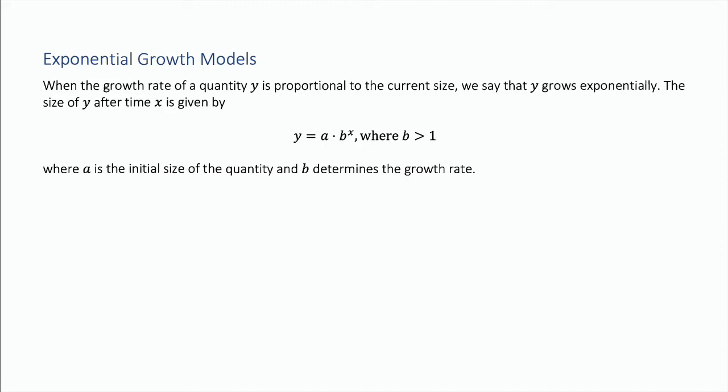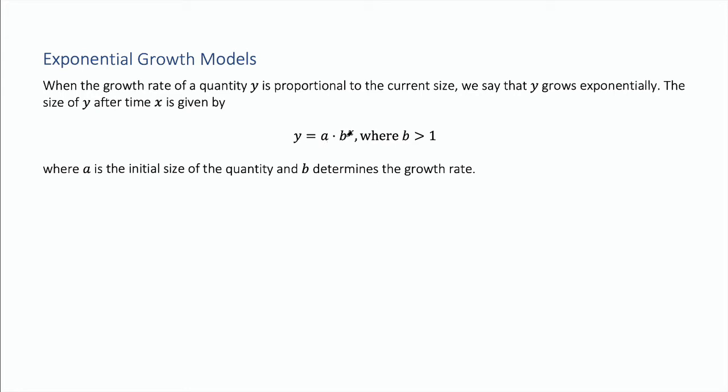When a quantity y grows and its growth rate is proportional to the current size, we say that y grows exponentially. Exponential growth is where the rate of growth is dependent on the size of the quantity. The general form that we will be working with for exponential growth is y equals a times b to the x. For exponential growth, b has to be greater than 1.